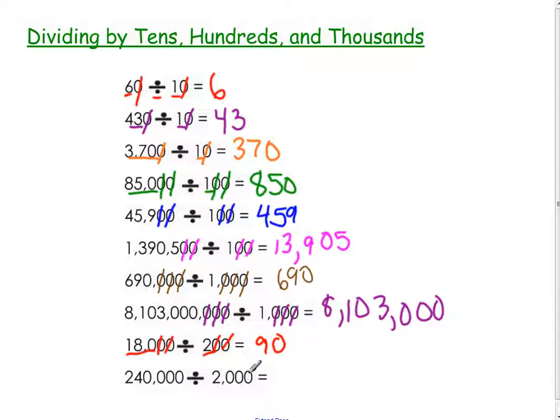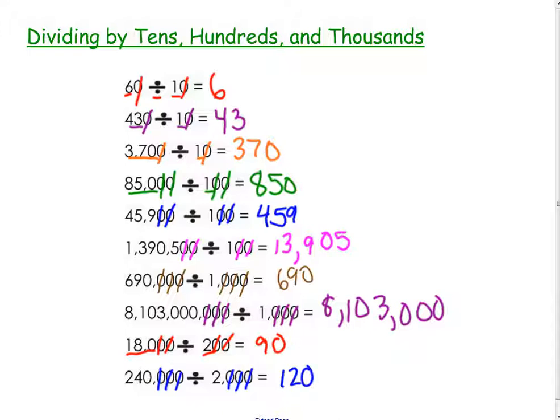Finally, there's 3 zeros here in our divisor. We're going to cross off 3. And since we crossed off 3 here, we're going to cross off 3 on the dividend. And what is left over is 240 divided by 2. So 24 divided by 2 is 12. And then we have this 1 zero left over, which we must include in the quotient.